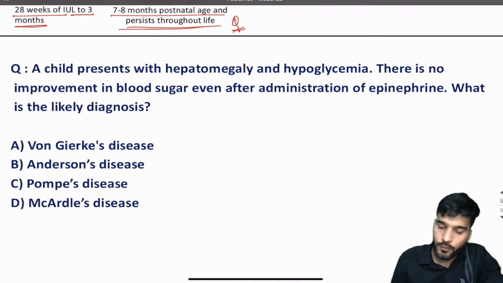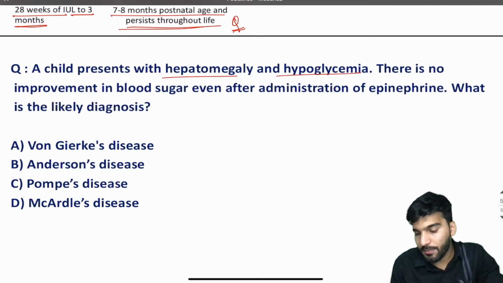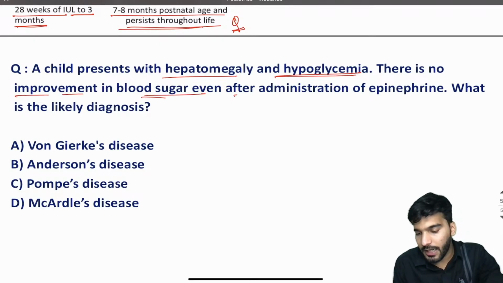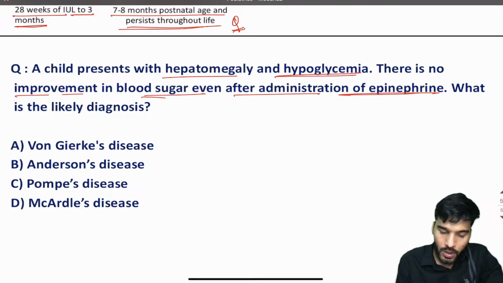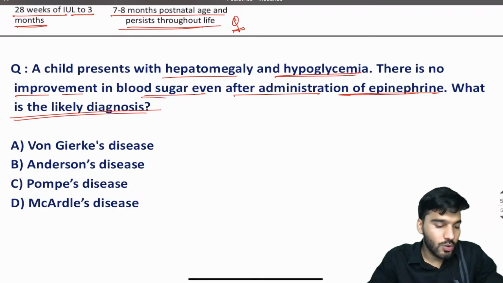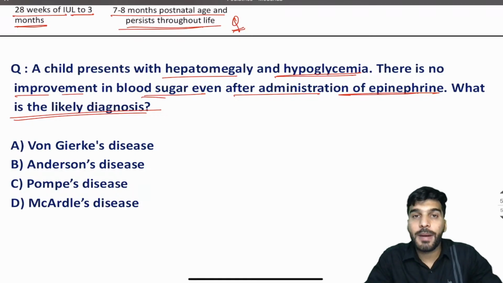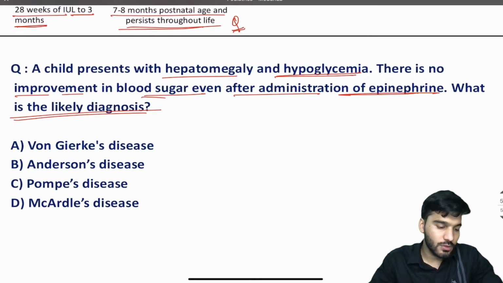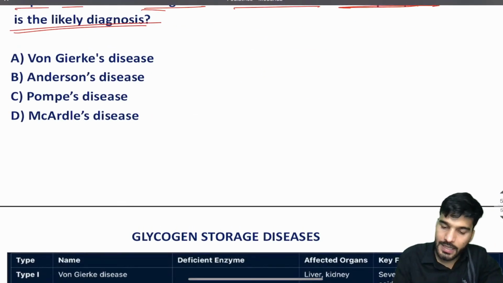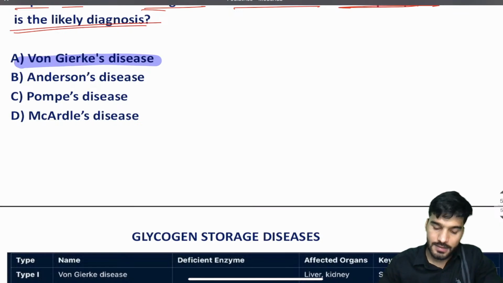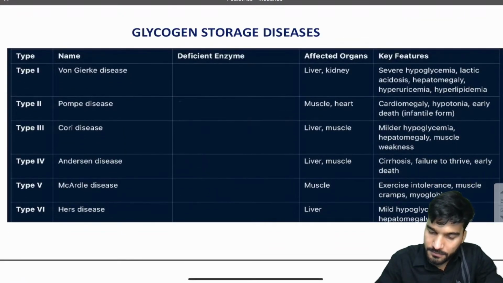A child presents with hepatomegaly and hypoglycemia. There is no improvement in blood sugar even after the administration of epinephrine. What is the likely diagnosis? This is a question from the glycogen storage diseases. The patient presents with hepatomegaly and hypoglycemia, with no improvement in blood sugar even after treatment. The answer is von Gierke's disease. So let's understand the glycogen storage diseases.